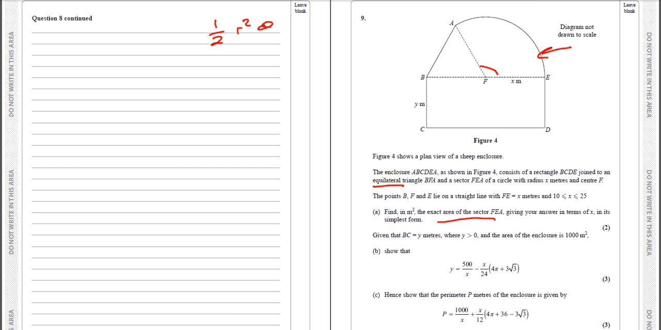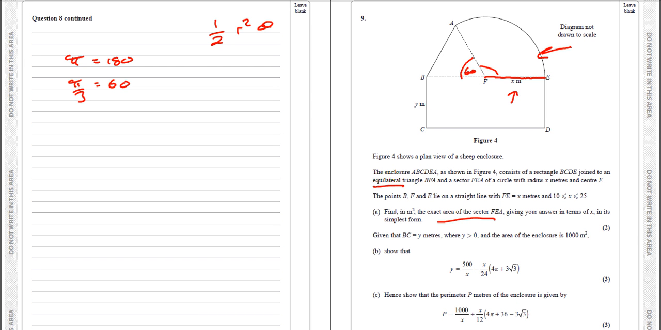Now, the issue is that, well, first of all, we don't know what the radius is, but we know that it's x, so we're going to have to write it in terms of x, but we don't know what the angle is here. But we are told that ABF here is an equilateral triangle. So it means that each angle is going to be 60 degrees. Now, we need to know what 60 degrees is in terms of pi. So we know that pi radians equals 180 degrees. So if we divide that by 3, pi over 3 is going to be 60.